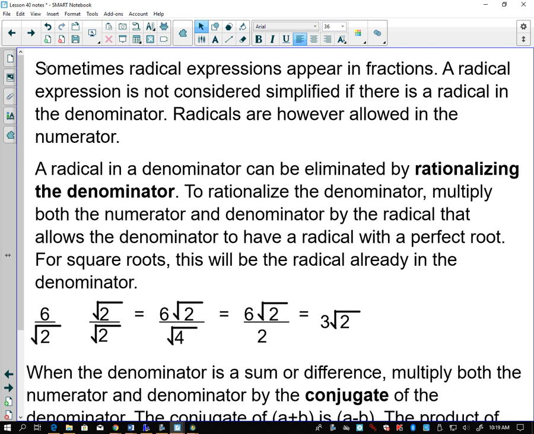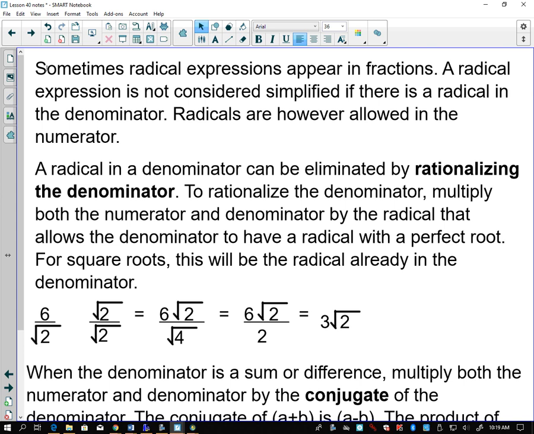So if I have something like 6 radical 2, I don't want to change the value, but I do want to change the form of it. And the way that you change the form of a fraction without changing the value of a fraction is you multiply that fraction by a fraction that's equivalent to 1.